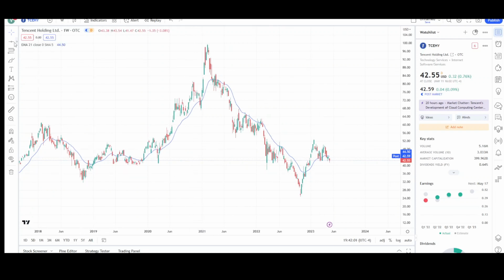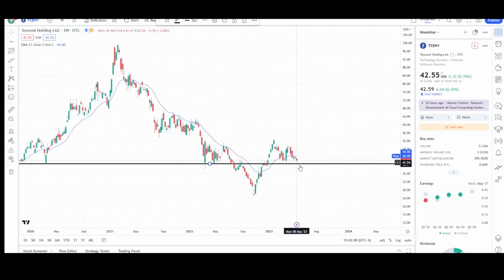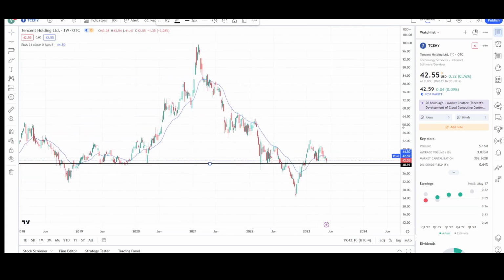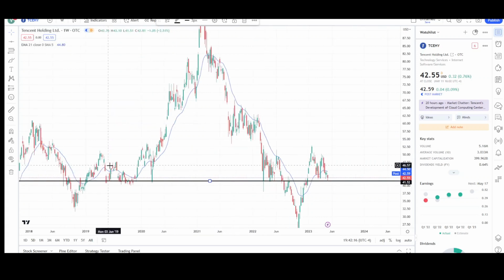And then prices started finding support right about here at this $40 level, very similar to what we're getting right now. So you can see that prices are just bouncing off of this horizontal line right about here at this 41, 42 level, just like what we did in the past.